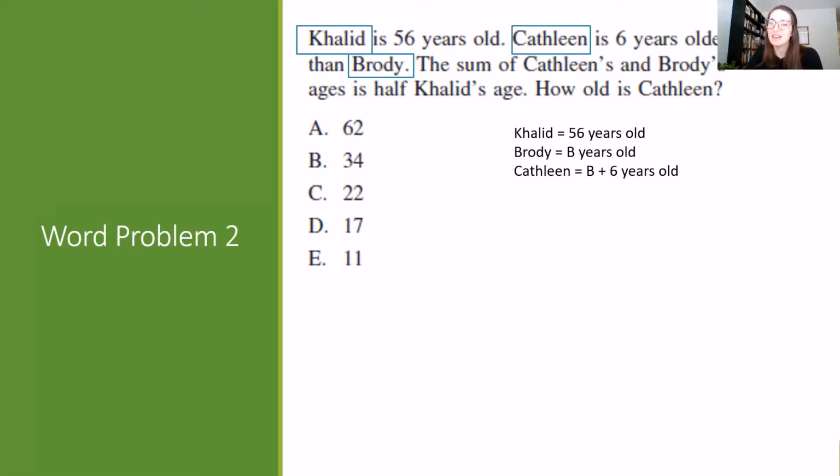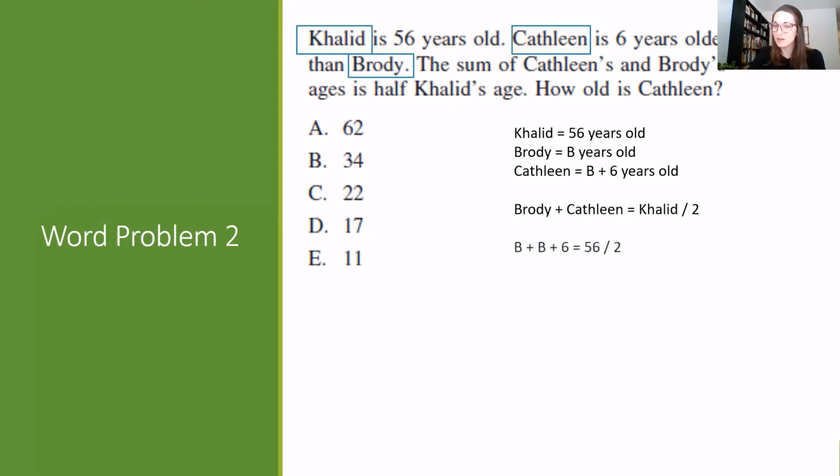Now, we have all of this information, and this is really helpful to write out first so that we can keep track of who is who. And we need to figure out how to put all these pieces together. So we know that the sum, or adding together, of Kathleen's and Brody's ages is half of Khalid's age. So let's write that out in a problem. So Brody's age plus Kathleen's age is Khalid's age divided in 2, or half of it.